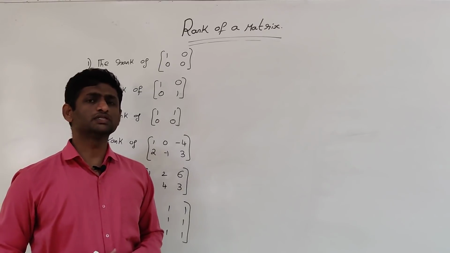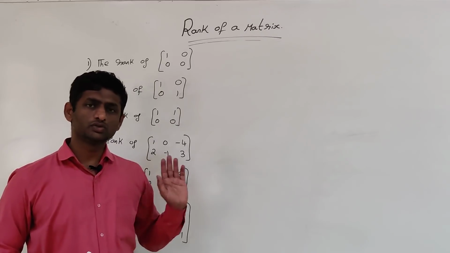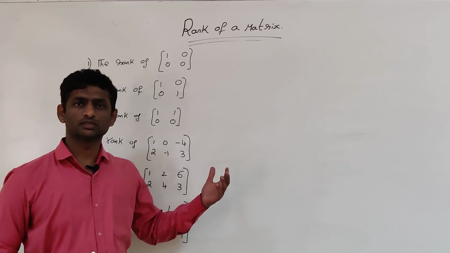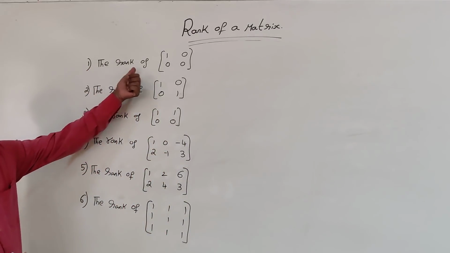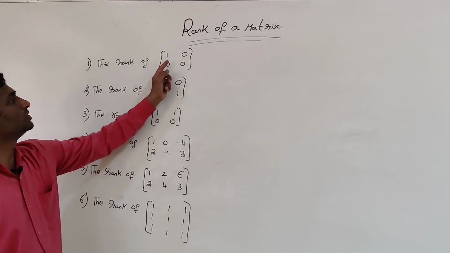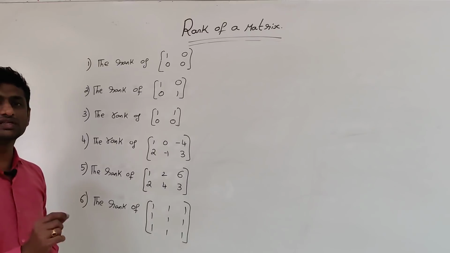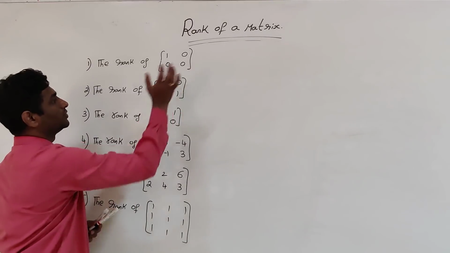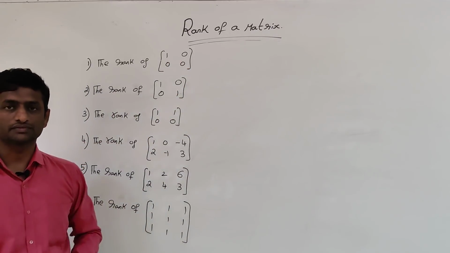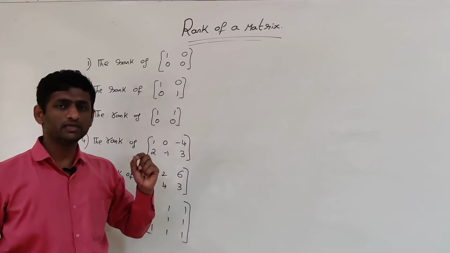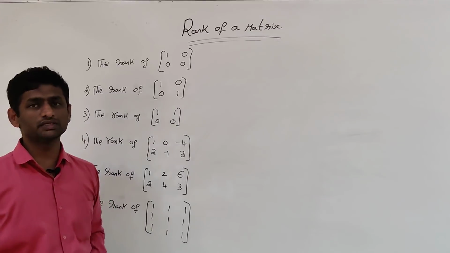Now, we will see some examples on how to find the rank by using the definition as well as by converting into echelon form. Now, first problem: the rank of the matrix 1, 0, 0, 0. By using the definition, what is the determinant? As it is a 2 by 2, the rank may be 2 if it is non-singular. The rank is 1 if one of the 1 by 1 square submatrices is non-singular.